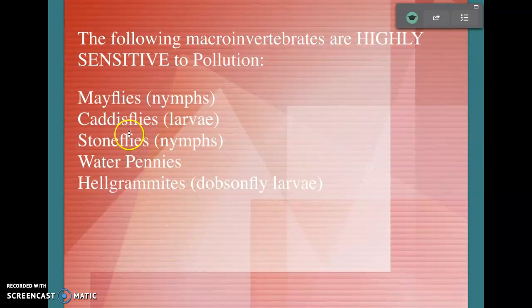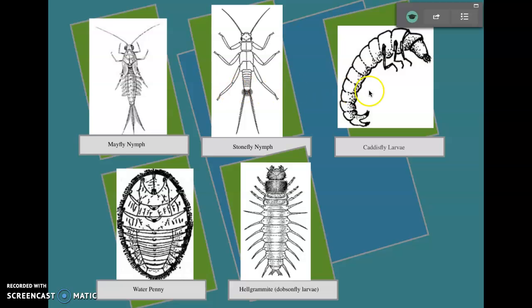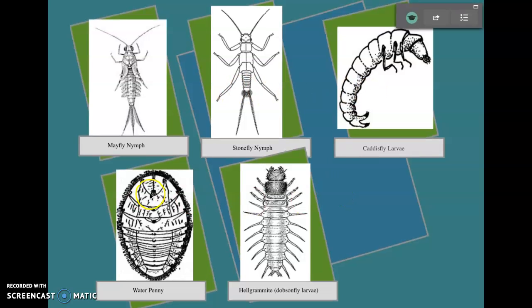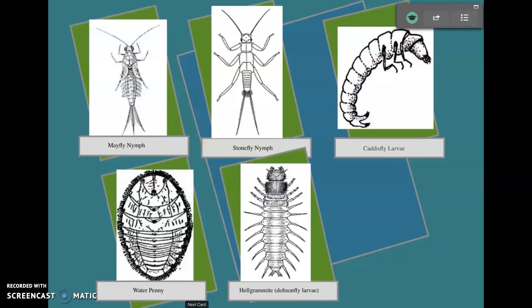This is a list of the macroinvertebrates that you'll be looking for that are highly sensitive to pollution. If you have a lot of these in your pond, then more than likely you have a very healthy pond. These are pictures to help you identify those particular highly sensitive macroinvertebrates. These are the nymph and larva stages that you will be finding in the pond. You will not be finding adult stages of these macroinvertebrates. If these pictures are not clear, you can always Google for more detailed and life-like images as opposed to drawings.